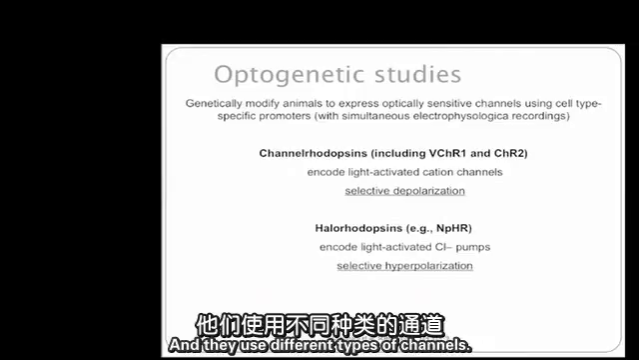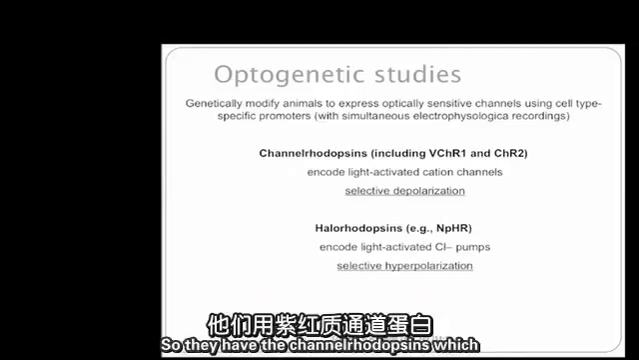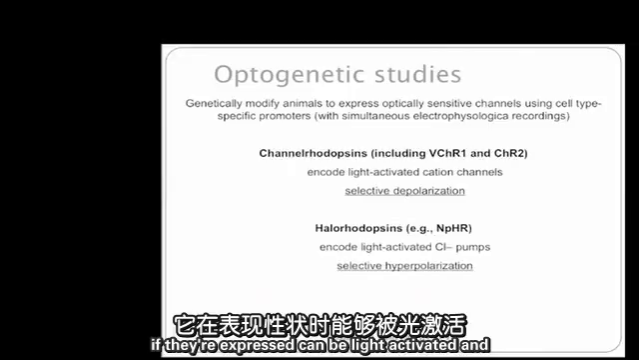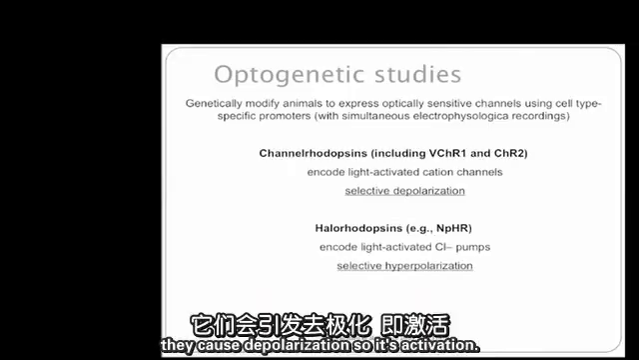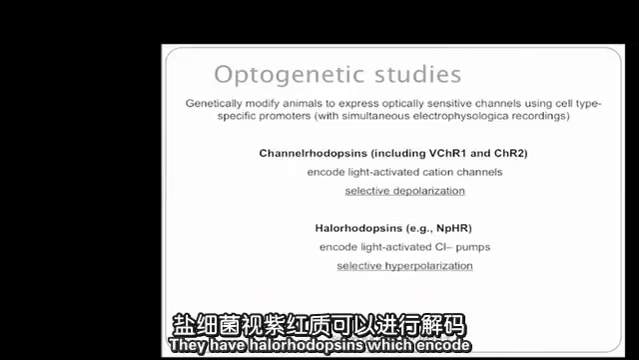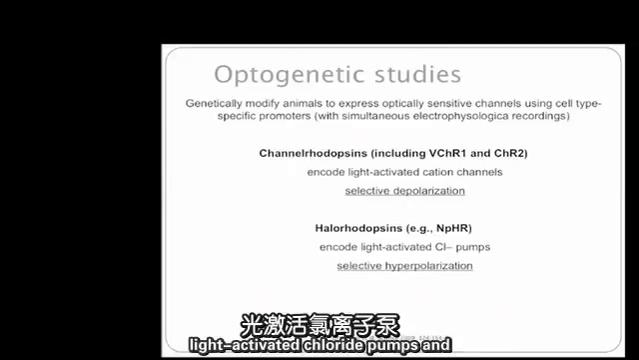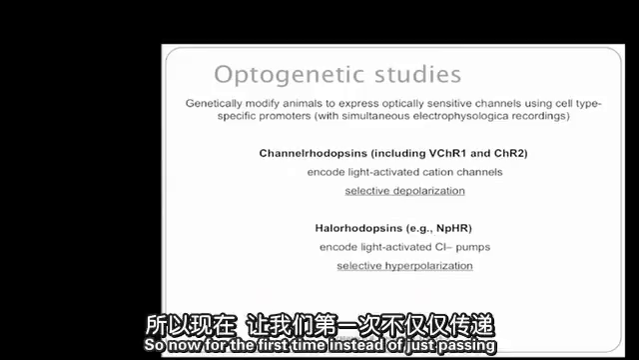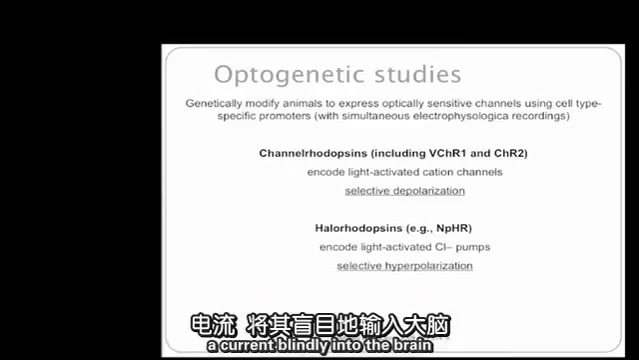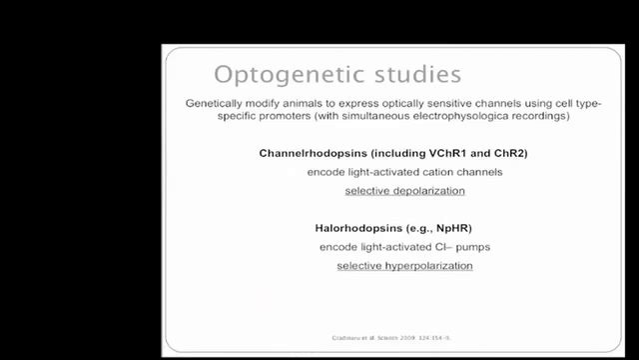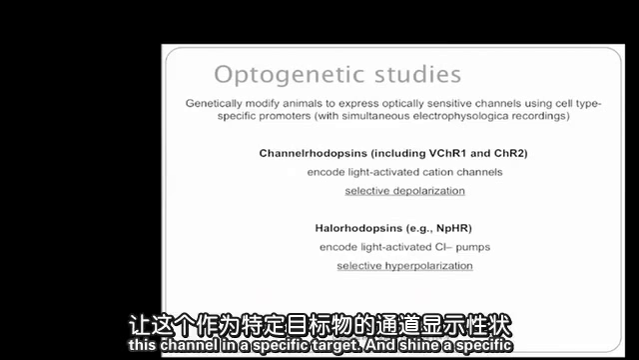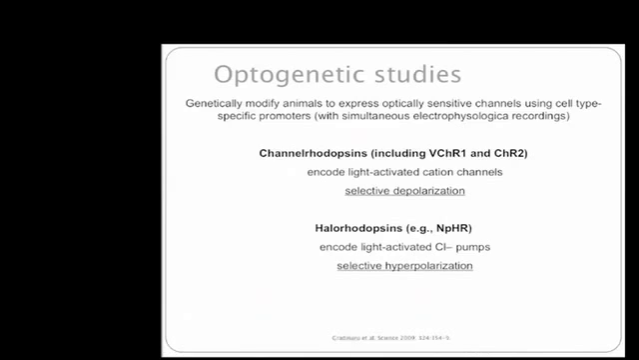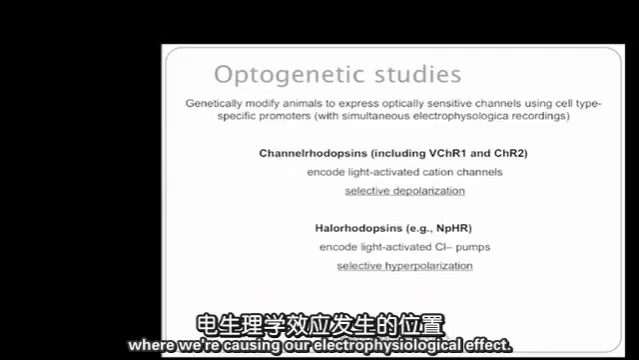And they can use different types of channels. So they have the channelrhodopsins, which if they're expressed, can be light activated and they cause depolarization, so it's activation. And they have halorhodopsins, which encode light activated chloride pumps, and they cause hyperpolarization. So now, for the first time, instead of just passing a current blindly into the brain, what you can do is dissect it. You could say, all right, we're going to express this channel in a specific target and shine a specific wavelength of light so we know exactly where we're causing our electrophysiological effect.